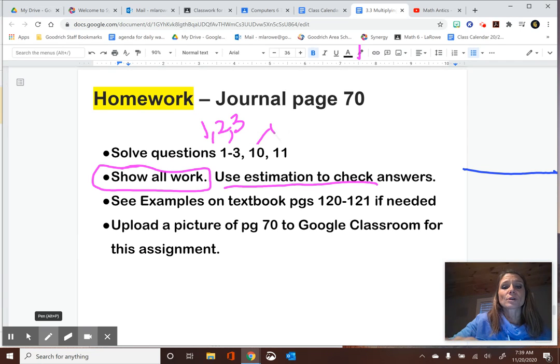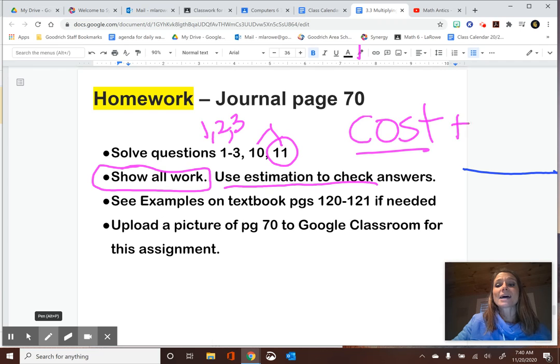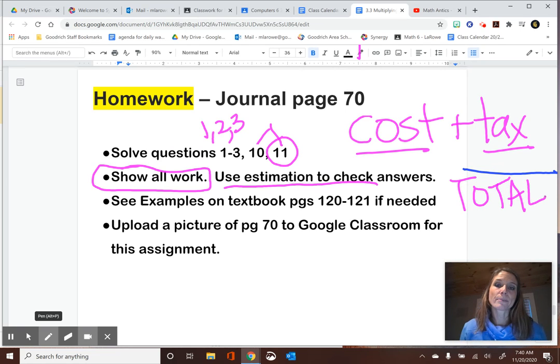10 and 11 are some story problems, so take your time on those as well. On number 11, there's some tax involved. And when you're purchasing something with tax, the rule is cost, once you know what it is, added with the tax, that's going to equal your total. If the question is asking you how much change do you get back, you'll need to subtract your total from the money that you paid with, and that will tell you your change that you get back. You can always look back at examples on textbook pages 120, 121 if you need to.